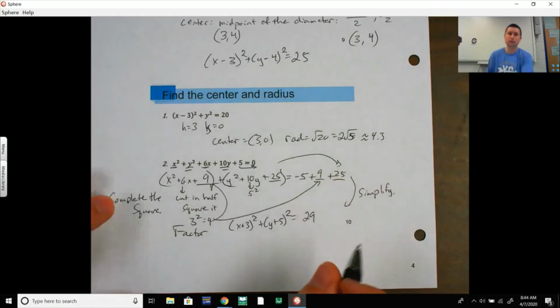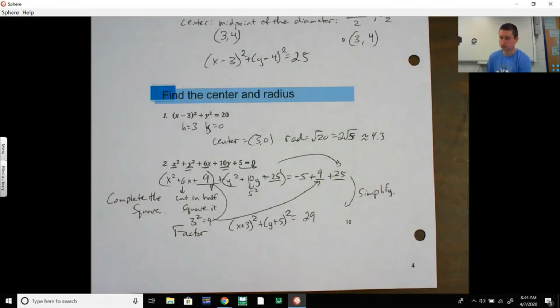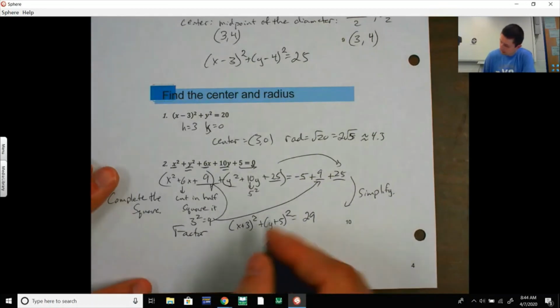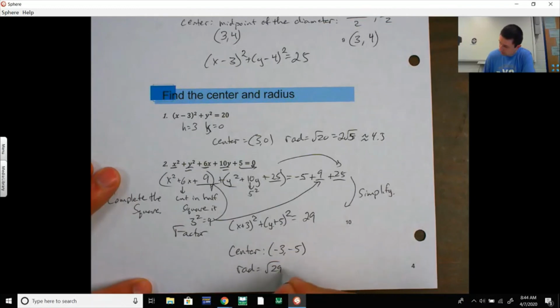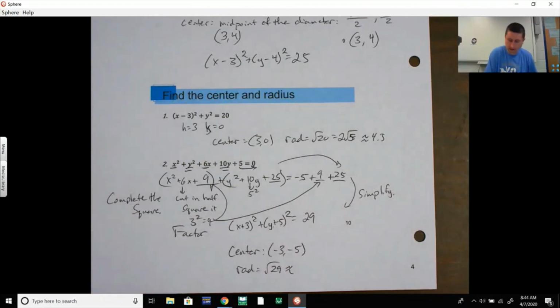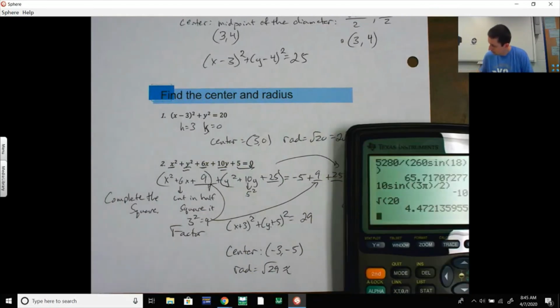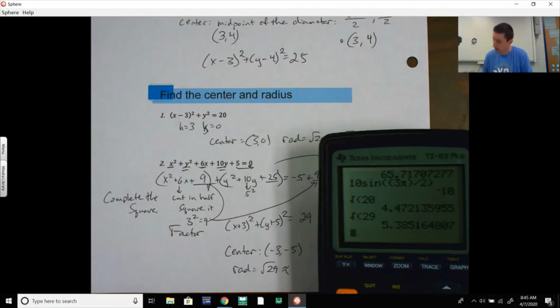We will see this some more coming up in our lessons. We're covering parabolas, ellipses, and hyperbolas over the next 3. Okay, so your center, that's x plus 3, so it's going to be (negative 3, negative 5). And your radius is the square root of 29, which is approximately 5.4. Square root of 29, 5.4, not bad, 5.38.